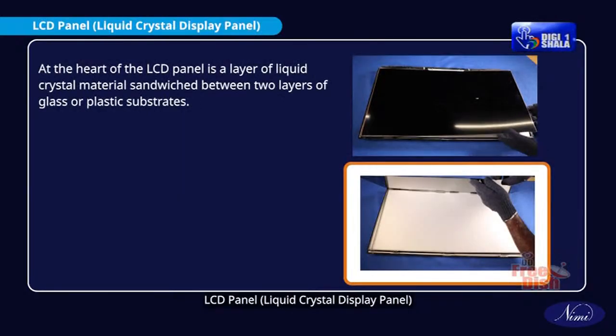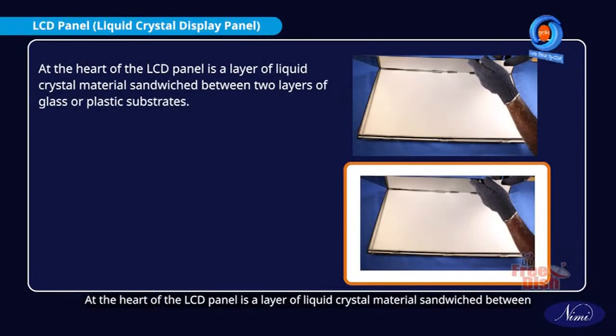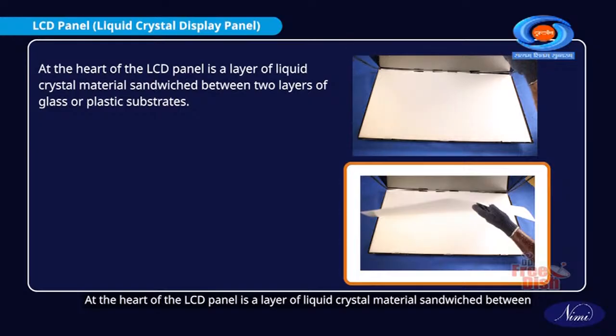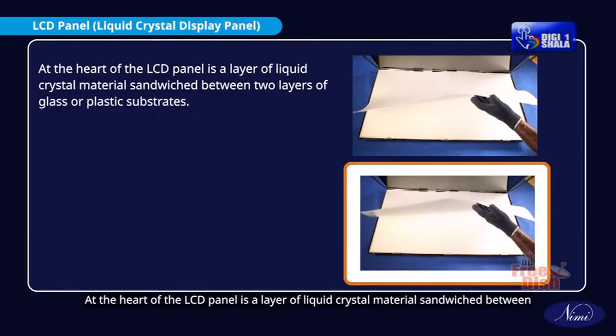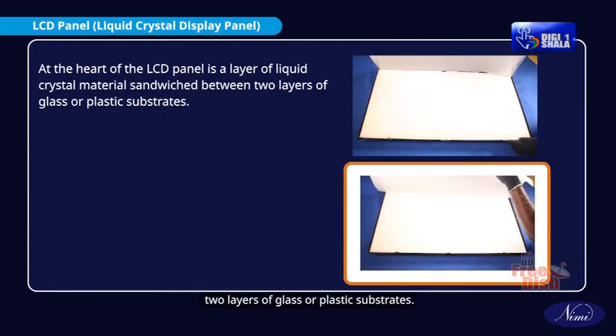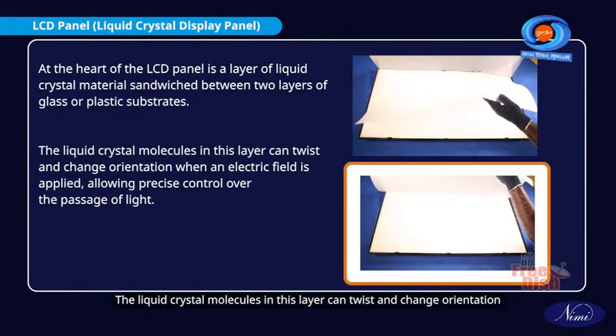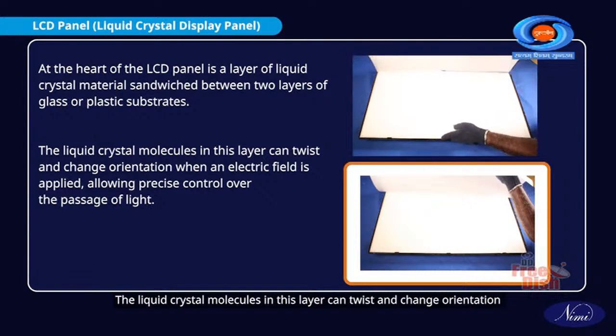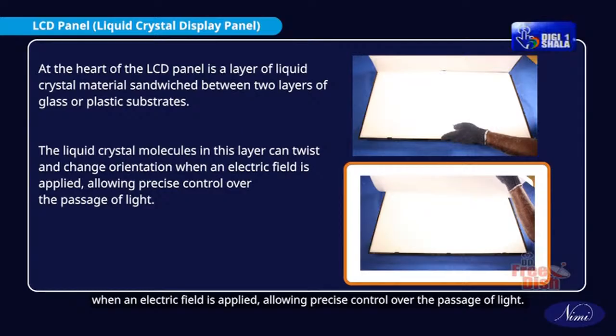LCD panel, liquid crystal display panel. At the heart of the LCD panel is a layer of liquid crystal material sandwiched between two layers of glass or plastic substrates. The liquid crystal molecules in this layer can twist and change orientation when an electric field is applied, allowing precise control over the passage of light.